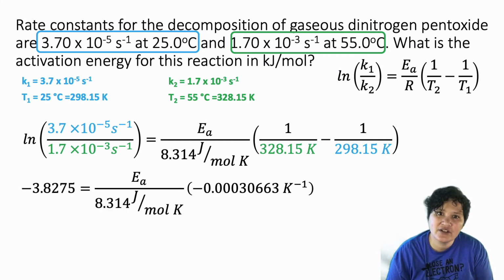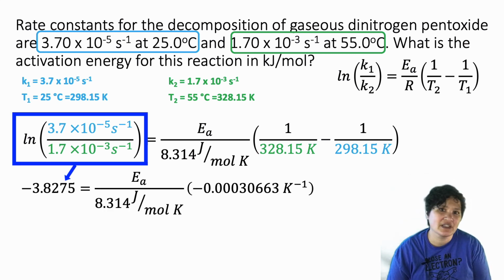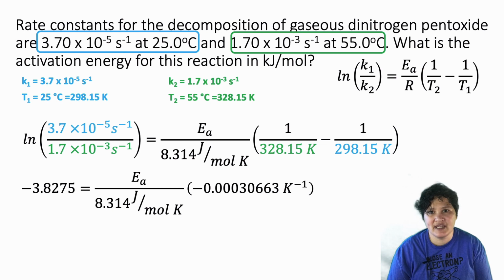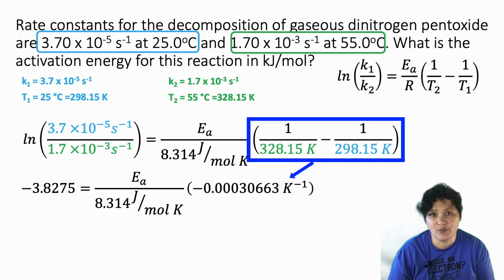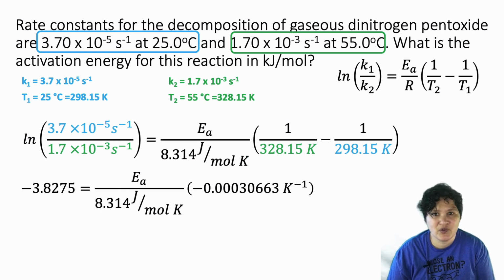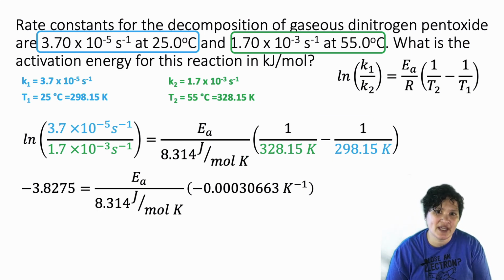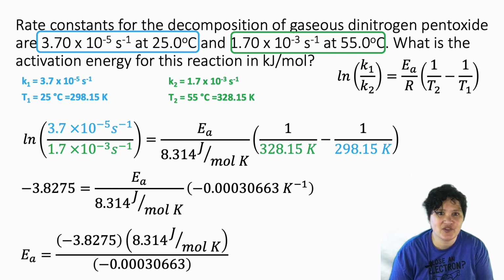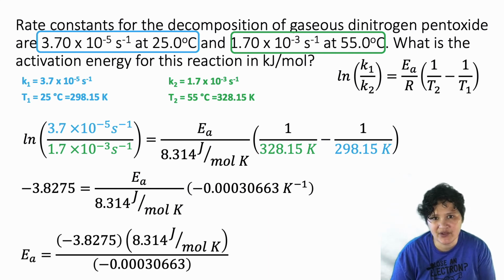So what I've done here is I've simplified everything on the left side. That would give us negative 3.8275. And then on the right side, I've simplified this section in parentheses to be this tiny negative number. And so now that we've just got a bunch of numbers and the activation energy, we can rearrange so the activation energy is on one side and everything else is on the other.